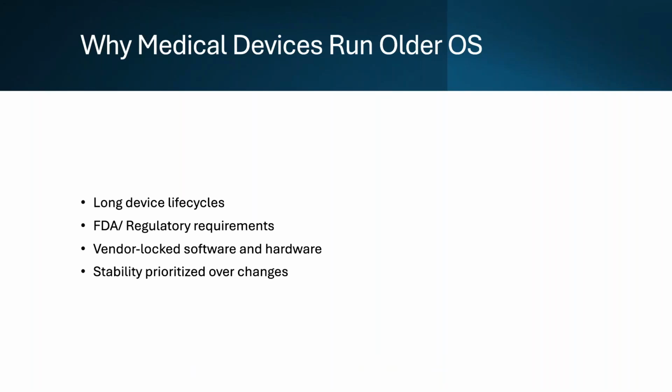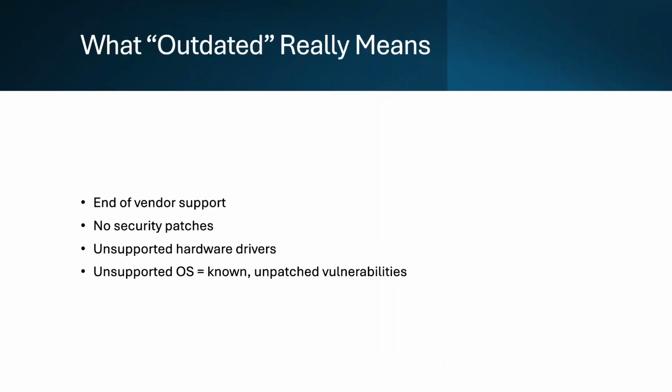An operating system update that introduces instability or compatibility issues could be more dangerous than the security risk of staying on an older system. For HTM, this means we often maintain equipment with no available patches or updates, increasing our responsibility to implement risk mitigation strategies.